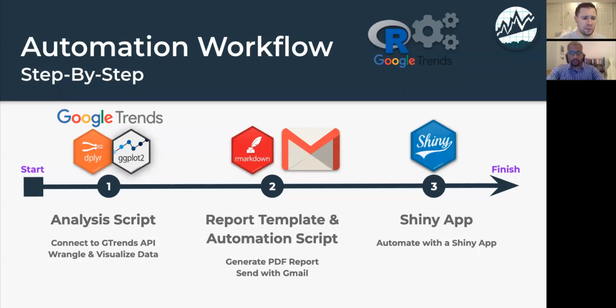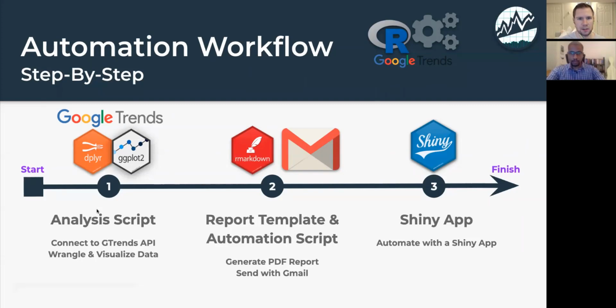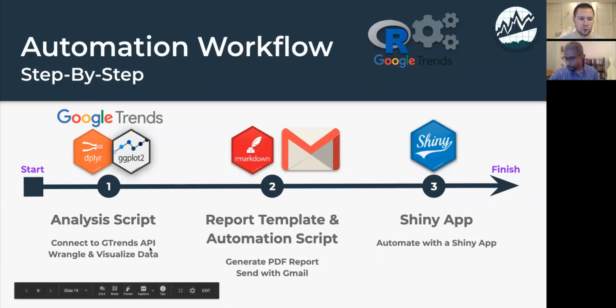So what we're going to be focusing on here is a 3-step process where we first come up with some sort of analysis script. And this is just a one-time analysis. We're going to analyze some Google Trends data. We're going to use dplyr and ggplot2. We're going to connect to the Google Trends API and wrangle and visualize some data.